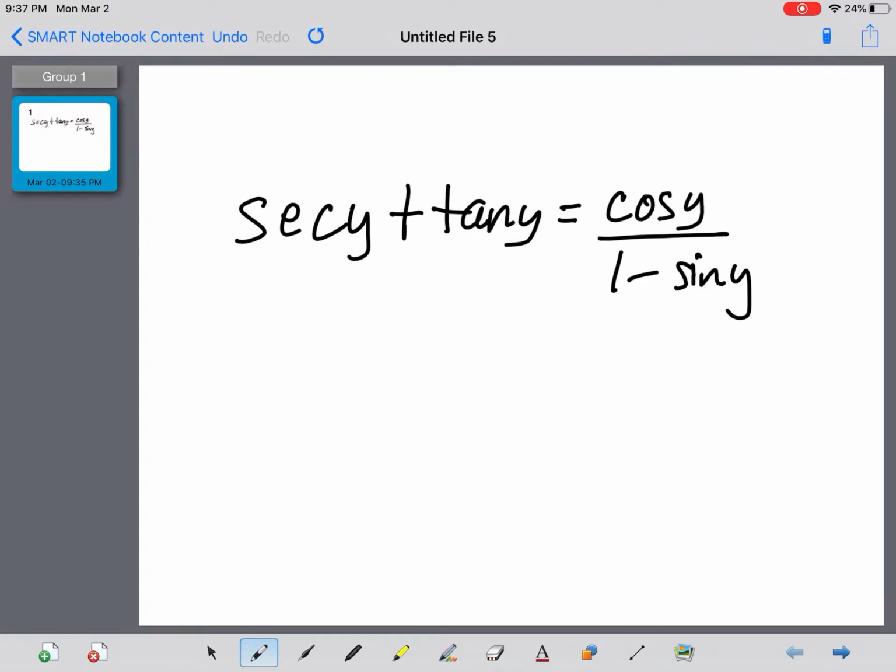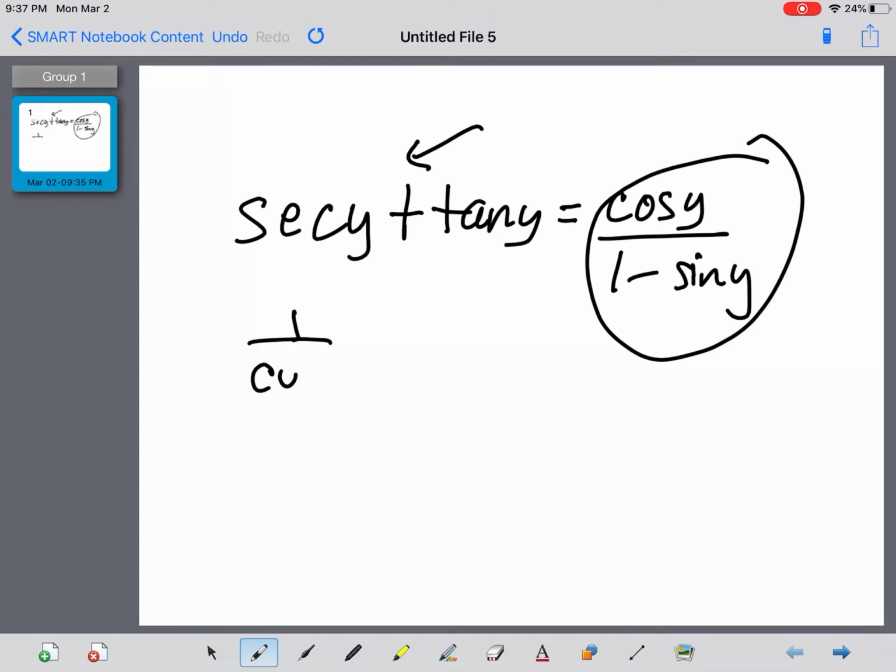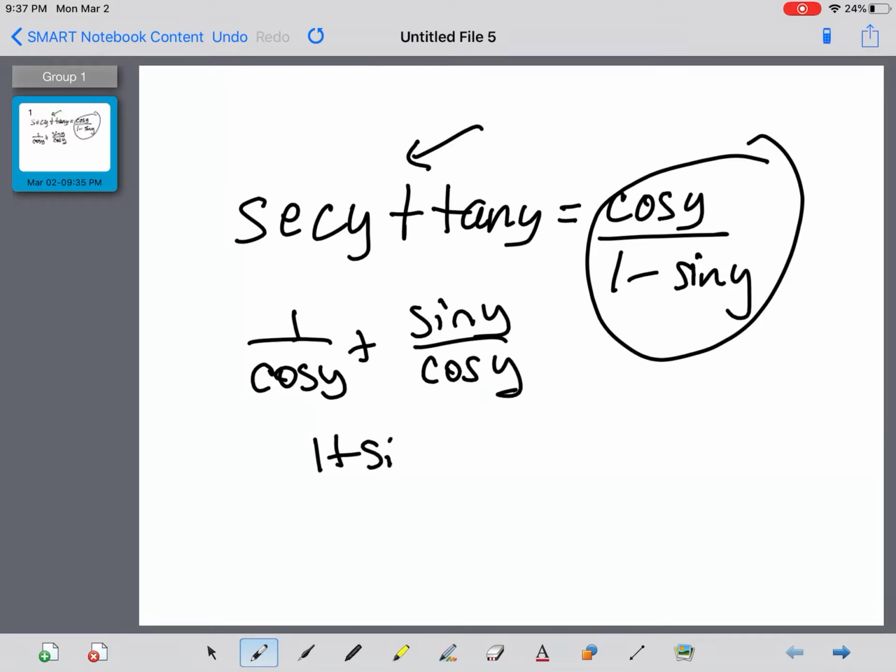This is one of the identities, I think trig identity number 5 on the last page of the review packet. And so, seeing all these words cosine and sine, I would change this to sines and cosines. So I'm going to make this 1 over cosine and make this sine over cosine. And since I already have a common denominator, I'm going to add.